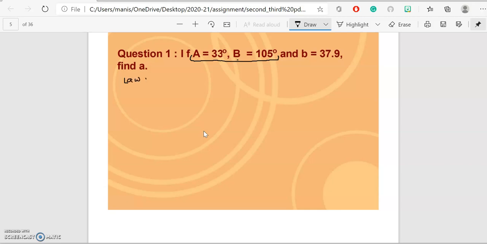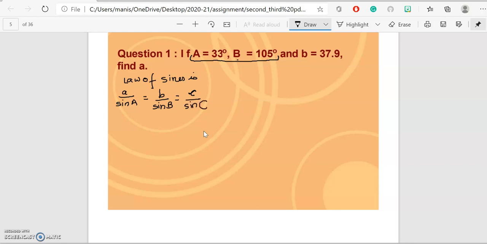How you do this is, first of all you write law of sines. What is law of sines? A over sine of A is equal to B over sine of B is equal to C over sine of C.